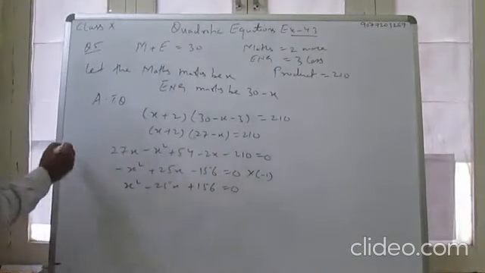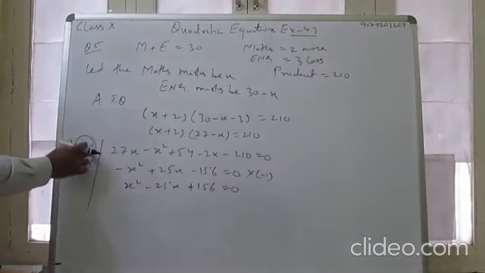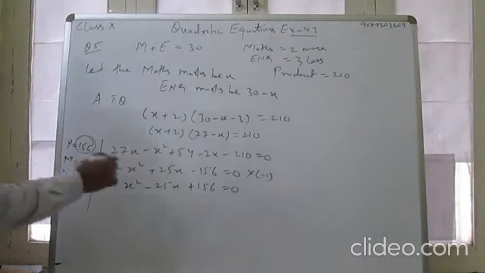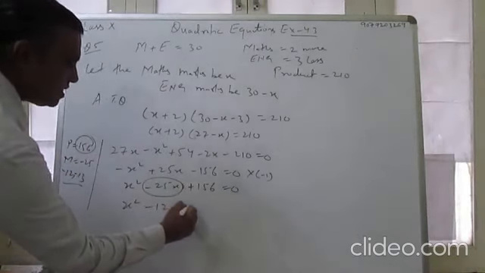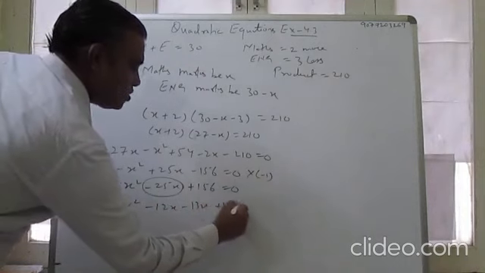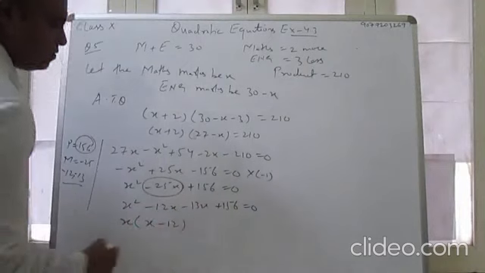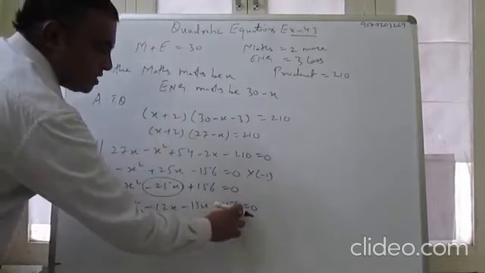Now what is the product here? 156, and the middle term is minus 25. So factorize 156 to get the middle term. The factors are 12 and 13, and both will be taken as minus. Instead of this, you can write x square minus 12x minus 13x plus 156 is equal to 0. Now take x common: x minus 12, and 13 common.